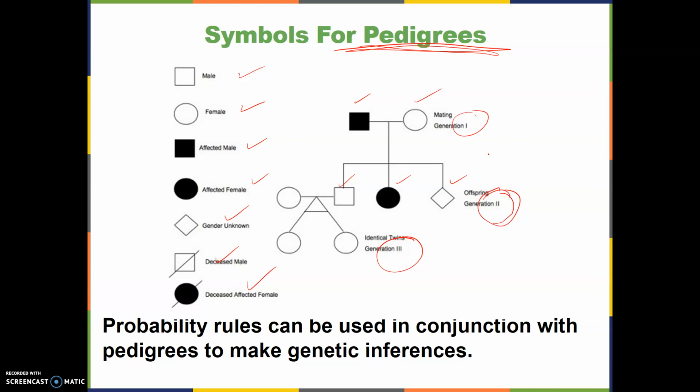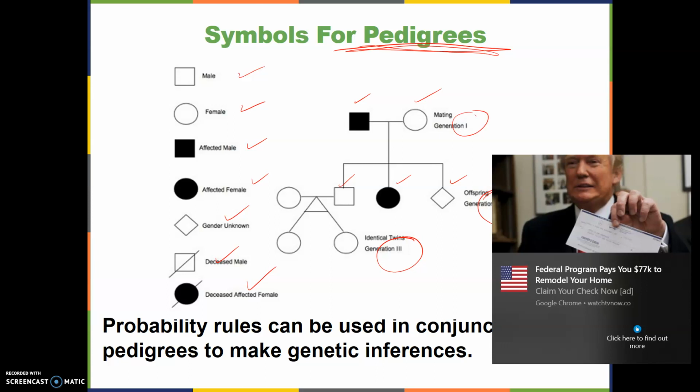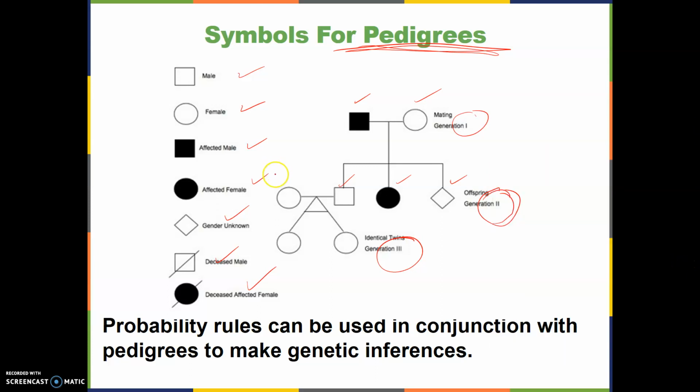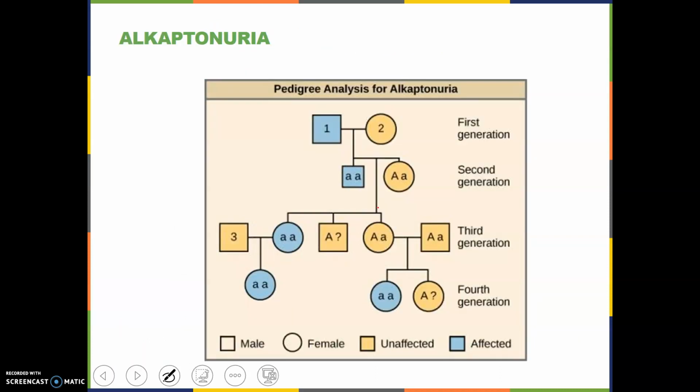The unaffected male son marries or has children with an unaffected female, and then they proceed to have twins, female identical twins, who are unaffected. Now, this is a pedigree analysis for alkaptonuria, which I will have to look up for you. First time I've heard of that disorder.